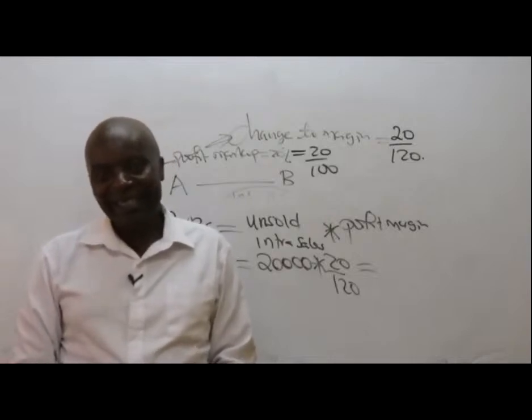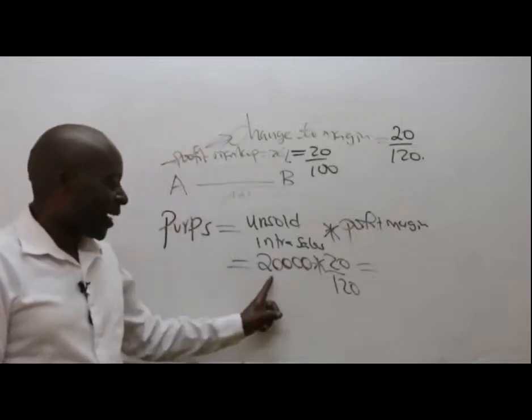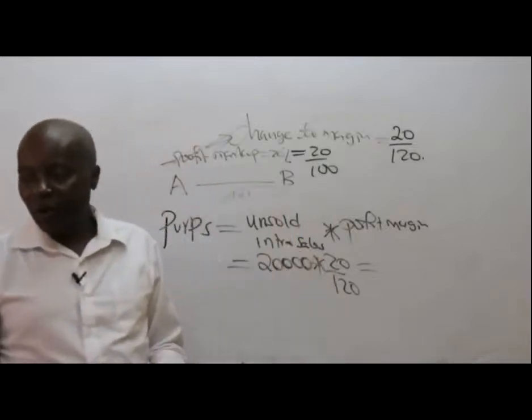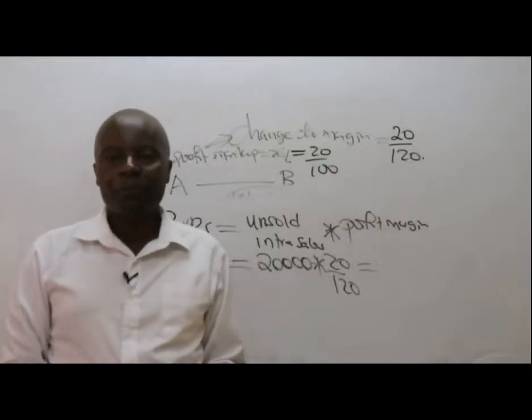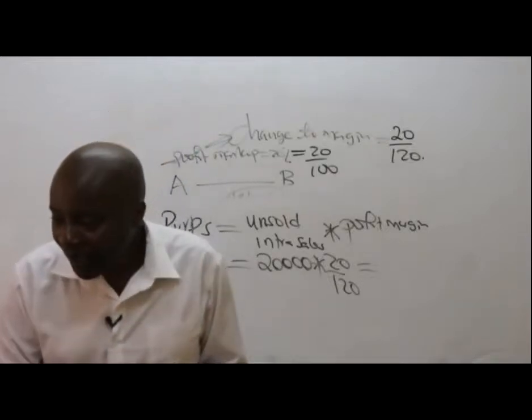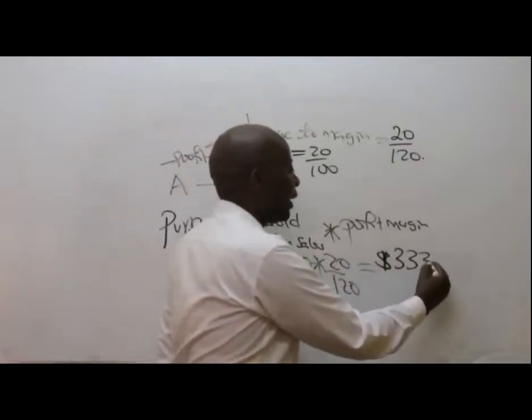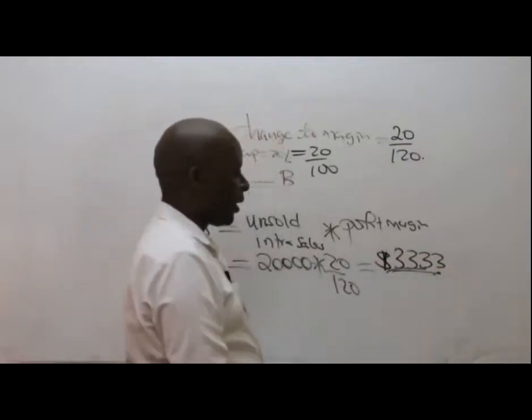Okay, great. So can somebody give me this figure? 20,000 times 20 over 120 gives me what figure, somebody? 33. 33. Thank you very much. Dollars. 33, like that. Thank you.